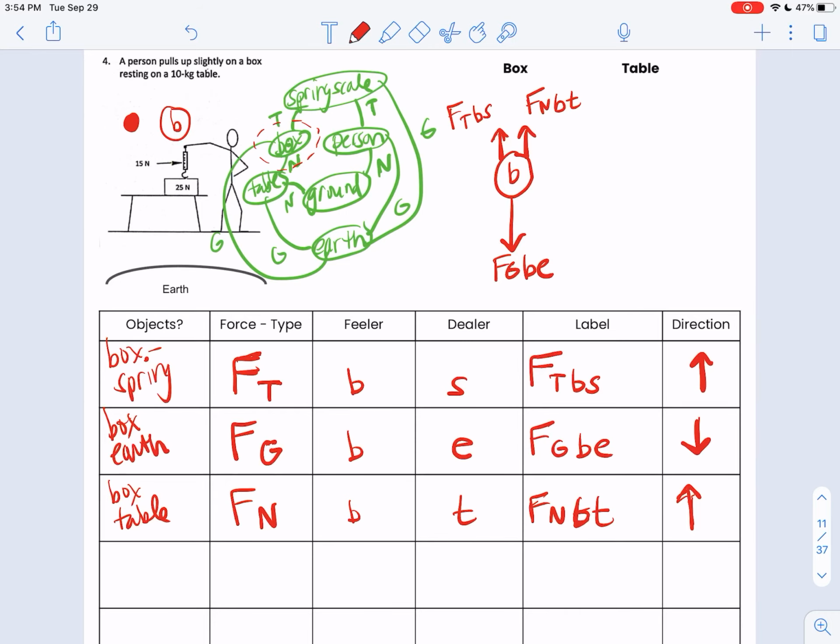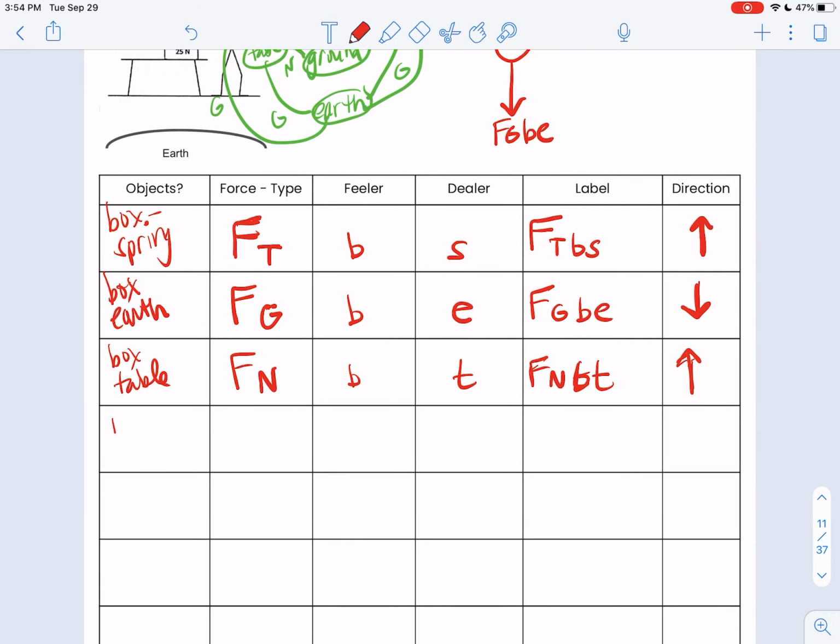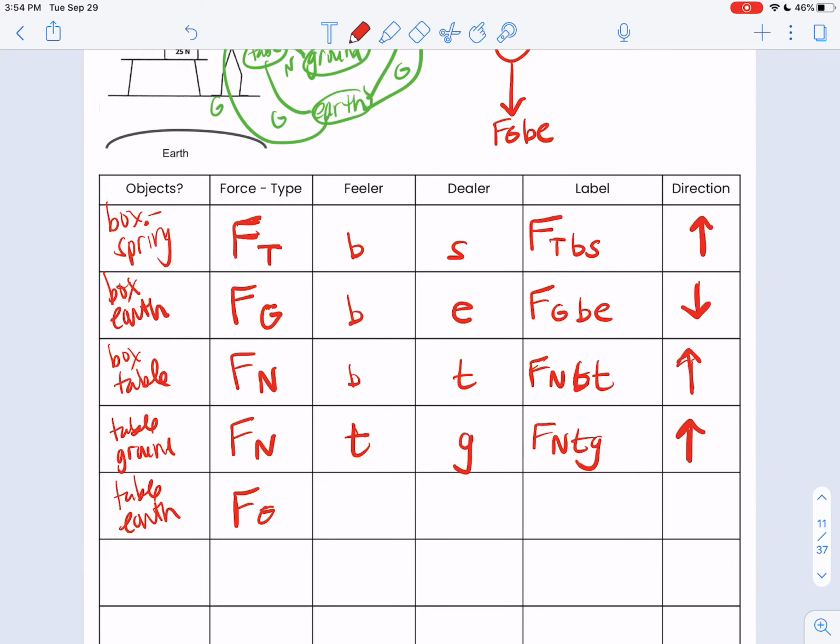All right, now I want to do the same thing for the table. Okay, so I'm going to have table ground. Okay, and that's a normal force on the table from the ground. So FNTG. Okay, and the table's the feeler, right? So the ground pushes up on the table. Okay, of course, also the earth, which is a force of gravity on the table from the earth. All right, so that's going to be FG, table earth, and then the earth always pulls things downward.